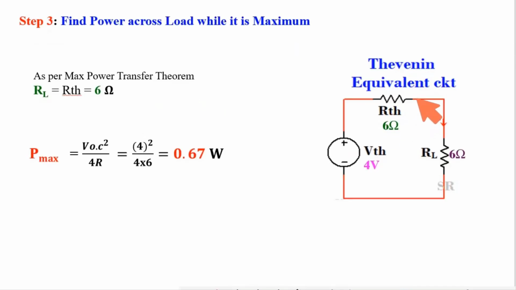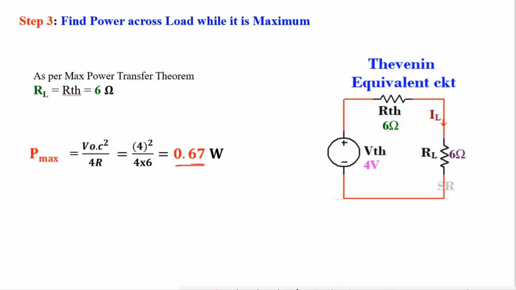So this is the equivalent Thevenin circuit. VTH is 4 volt, RTH is 6 ohm. Load resistance will be the same as RTH to get the maximum power at load. Value of RL is 6 ohm. By putting the values in the formula to get maximum power, I got maximum power as 0.67 watt.